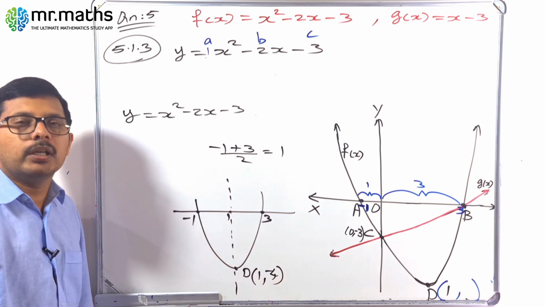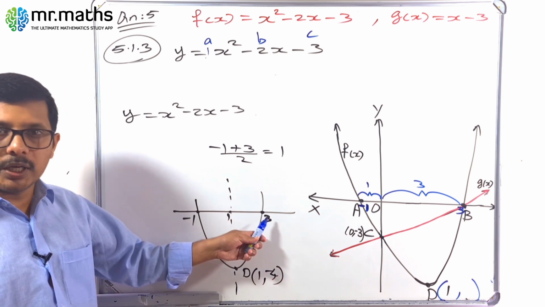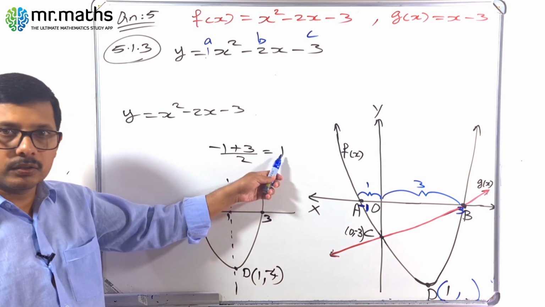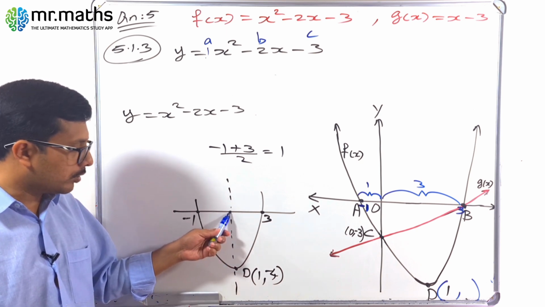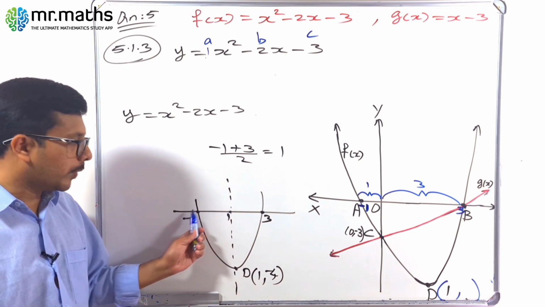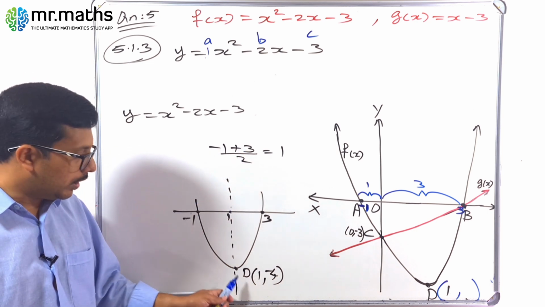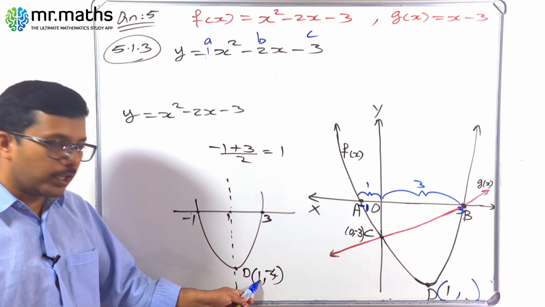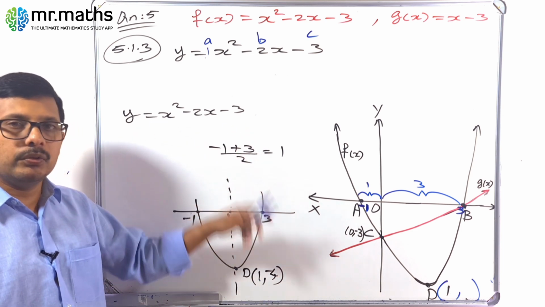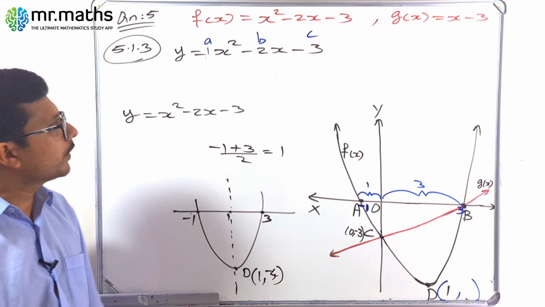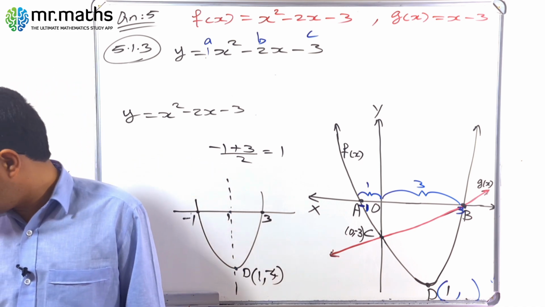Okay, so that also, minus 1 plus 3 divided by 2, that is 1, because of the axis of symmetry passing through the turning point. So what is the axis of symmetry x value here? That is minus 1 plus 3 divided by 2, that is 1. So here at this turning point the x value is 1. Then substitute that x value in this equation, then you will get the y value. Okay, any other method? Any other method?